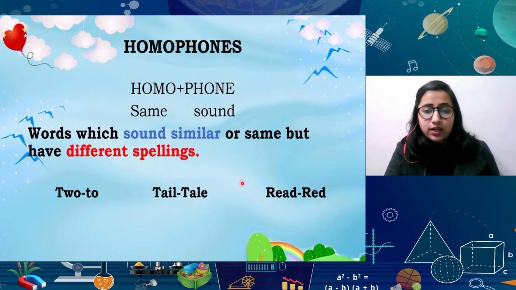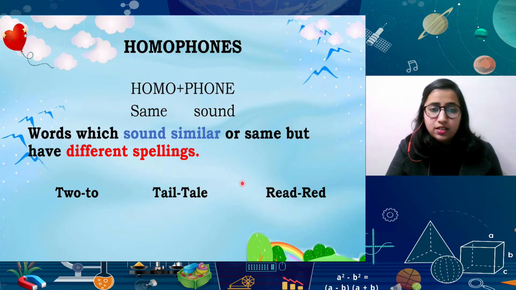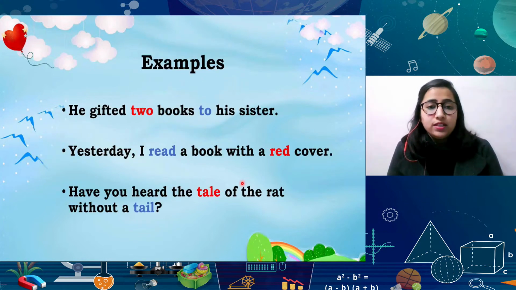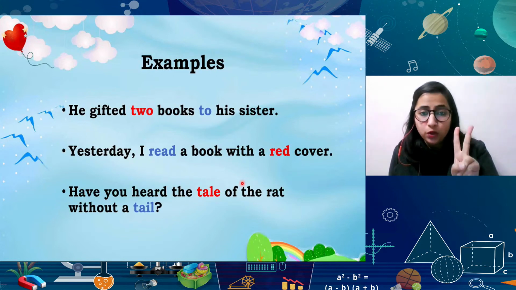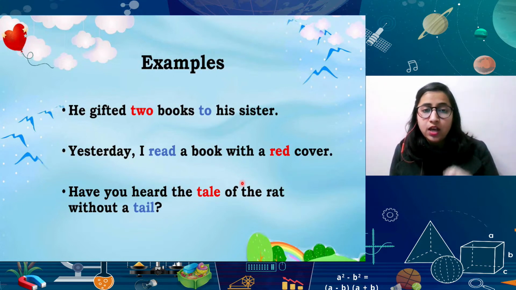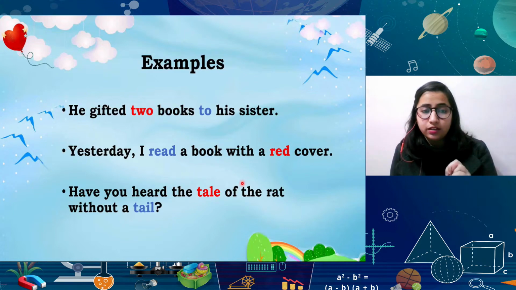Now, we will take a look at some sentences that show how we can use these homophone pairs in different contexts, in different situations. Let's take a look. So the first sentence says, he gifted 2 books to his sister. Now kids, please pay attention. He gifted 2 books to his sister. Now I can hear 'two' twice in this sentence, right? 2 books to his sister.